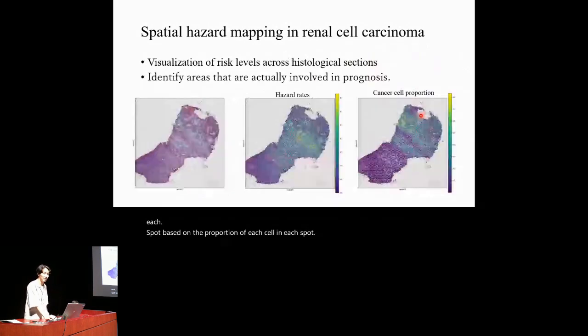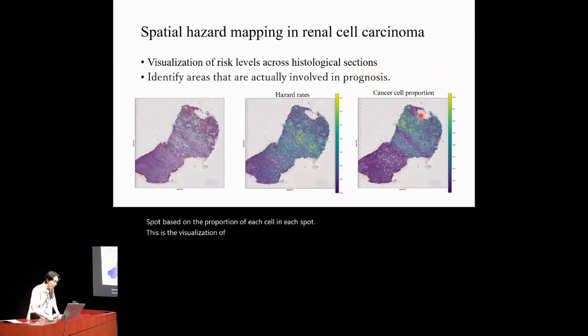This is the visualization of spatial hazards across the histological section. This provides valuable spatial insights into tumor prognosis. Spots with higher proportion of cancer cells tended to have higher hazard score. This may be because cancer cells create a microenvironment that negatively impacts prognosis.